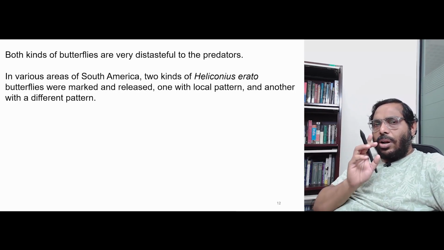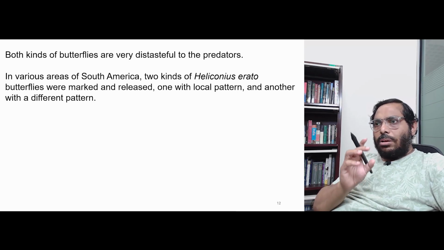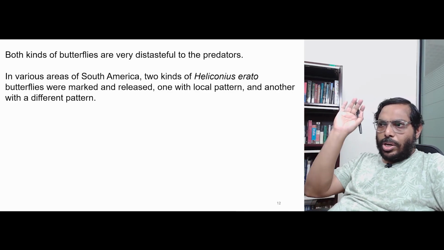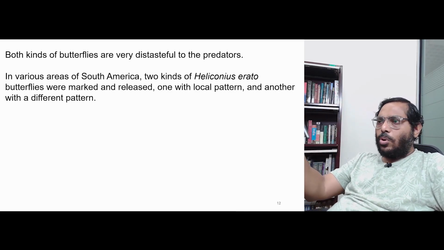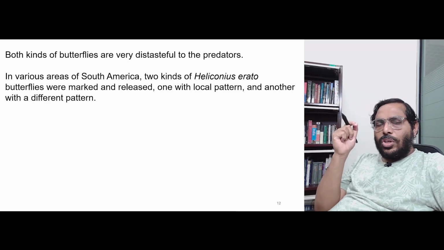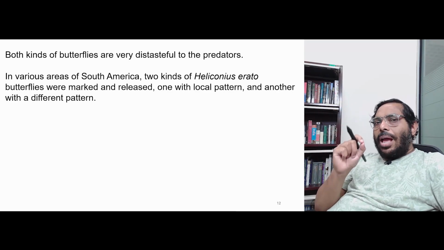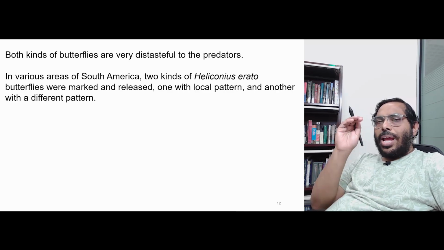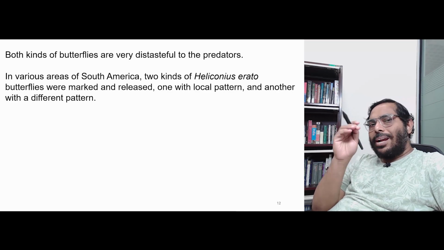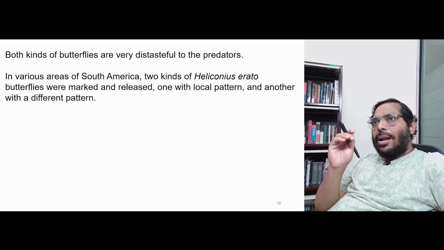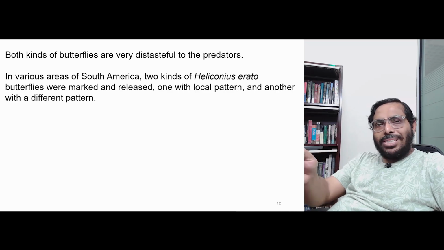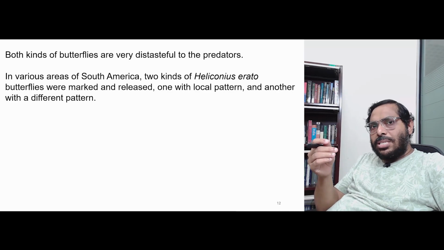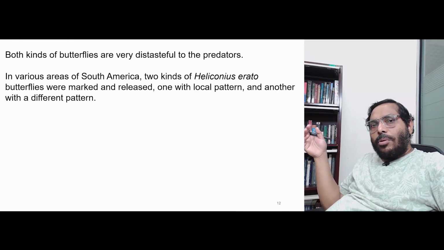However, to figure out what is going on, what scientists did was they took both kinds of species, but we will deal with one species at a time. Let us say we are talking about the second species, Heliconius erato. They took individuals of that species, marked them and then released them in a particular way. What is the way? For any given space they released two kinds of butterflies, one that was of the same species and resembled the local species markings, and the other which is the same species, but has a marking from a completely different place.